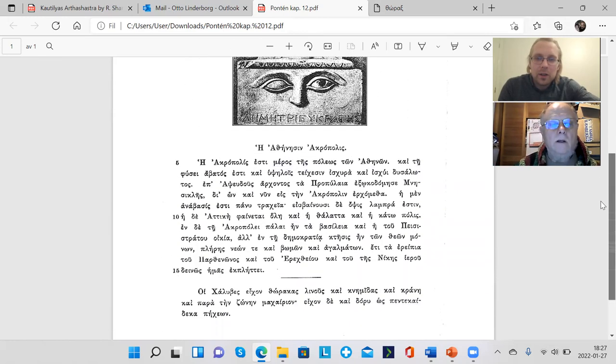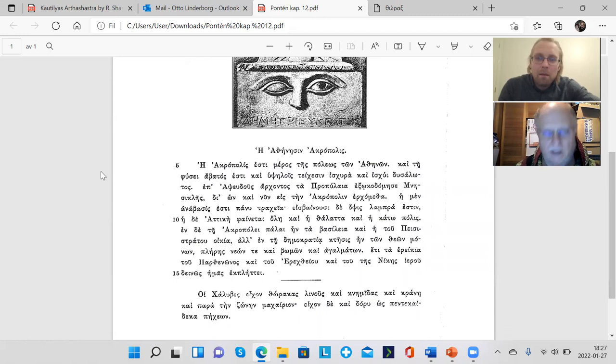Let's move on then. So, the Acropolis in Athens. That's the title here. The Acropolis is part of the city of Athens.